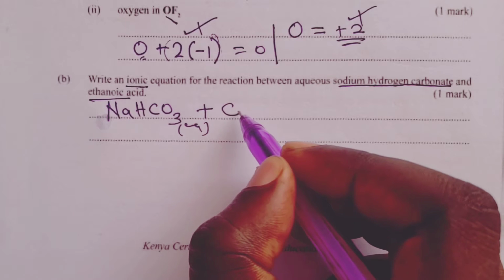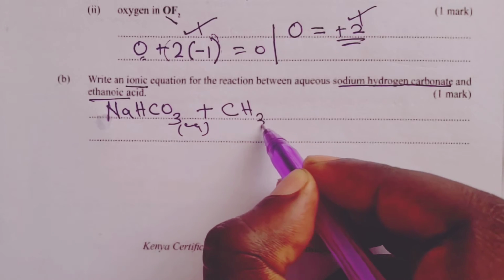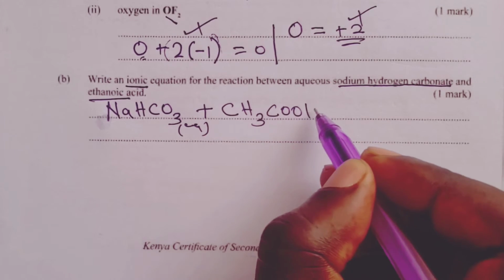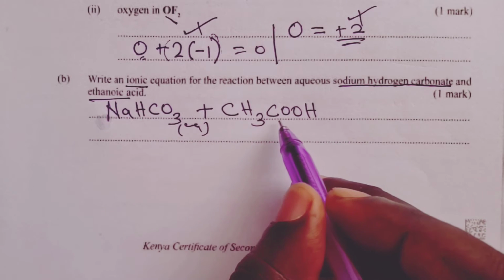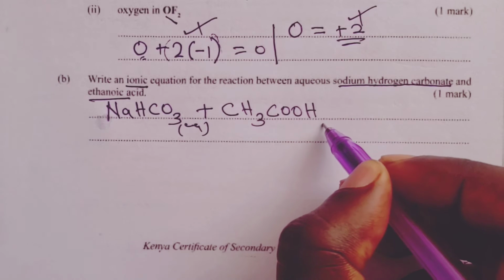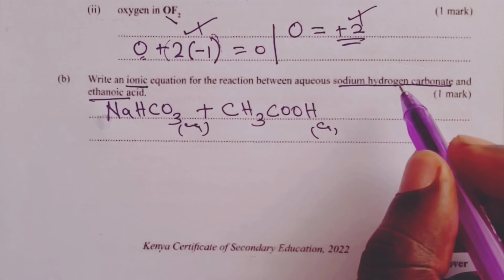Ethanoic acid has the formula CH3COOH. This is what a Form 4 needs to know. Because of the 2 carbons, it is called ethanoic acid. It would come in aqueous state.